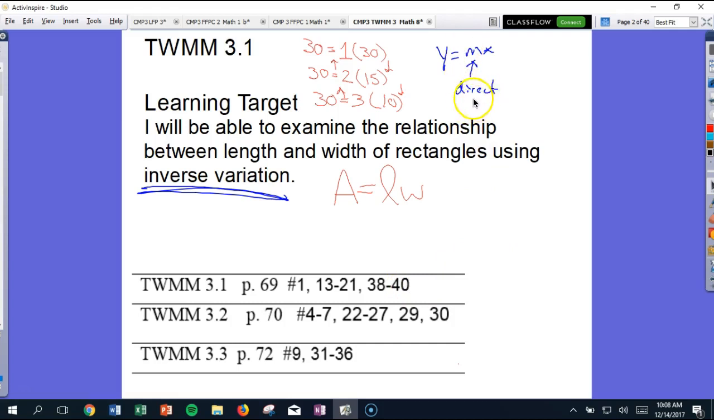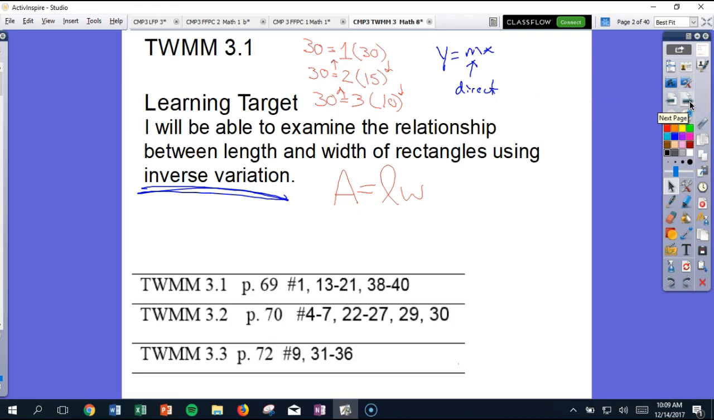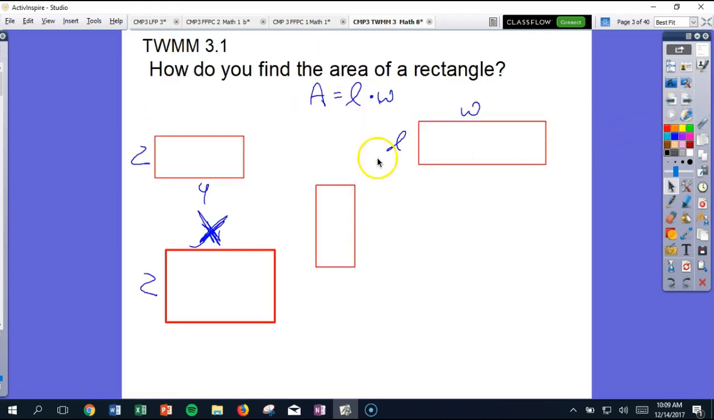Up here I have y equals mx, which is a direct relationship, because whatever direction x goes, y is going to go and stay the same thing all the time. Meaning for each 1 unit change of x, y is going to change by whatever m is, and that's going to wind up being a linear relationship, or a straight line. That was a direct relationship. Now we're going to inverse relationships.